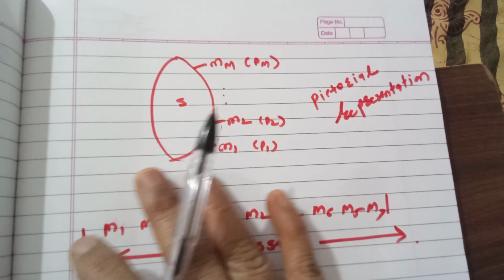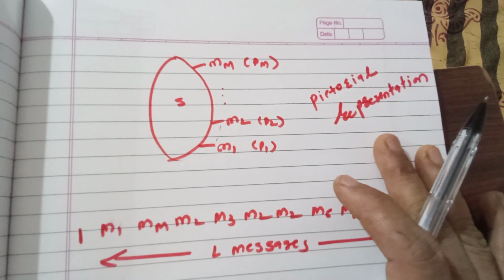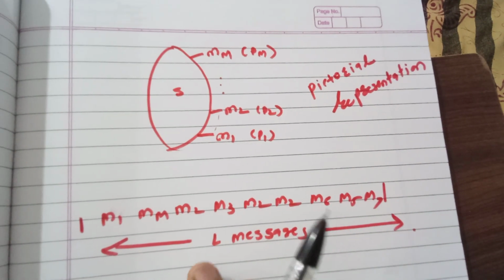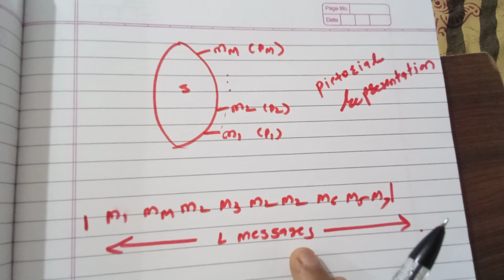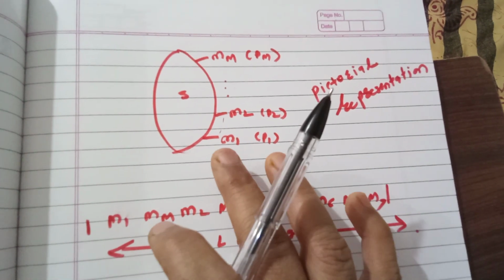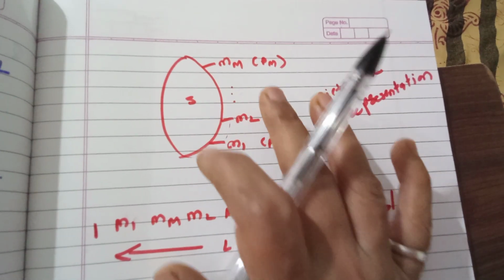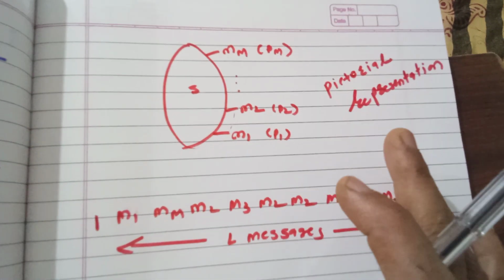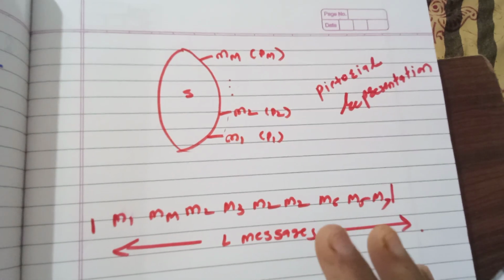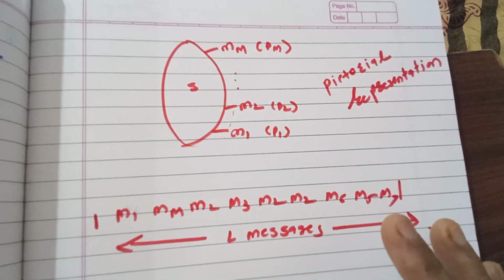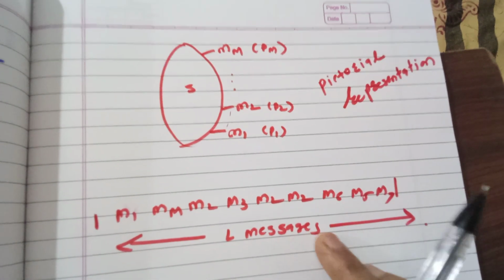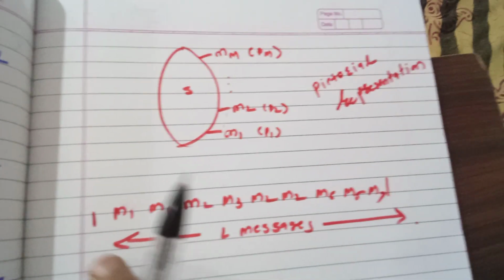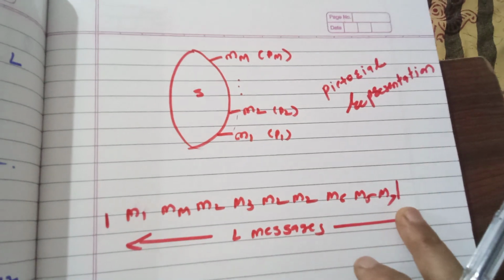Now this source is transmitting these messages and we have taken one sequence, that means L number of messages. So suppose it transmits M1, after that it transmits MM, then M2, after that M5, M6, likewise. For a long period of time we have observed it and took L messages. So this is for example purpose only. So these are L messages.